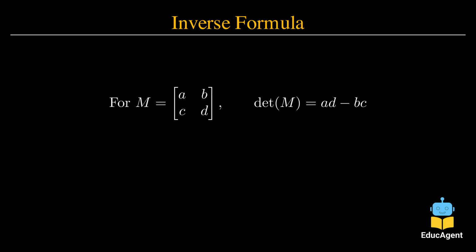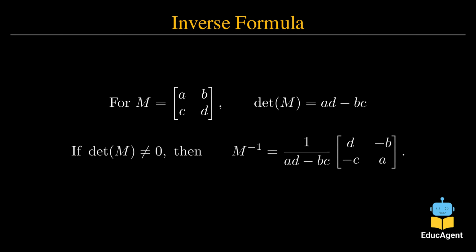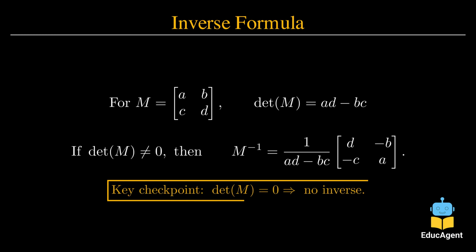This is our main tool. Compute the determinant AD minus BC. If it's non-zero, the inverse exists and is found by swapping A and D, negating B and C, then dividing by the determinant. Determinant 0 means the transformation squashes the plane into a lower dimension, so it can't be reversed.